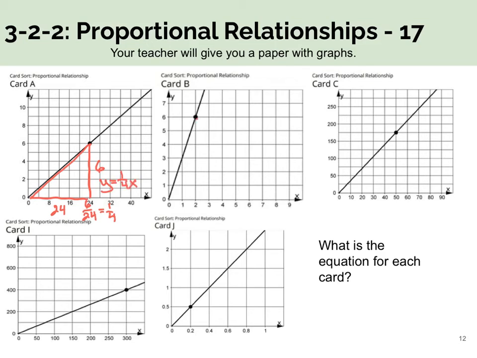Card B is 6 over 2. So we have vertical, horizontal. Reduce it down, and we're going to have 3. So this equation is y equals 3x. Card C, again, we're going to do our slope triangle. And all of these equations work this way because see how this line goes through 0, 0. If the line goes through 0, 0, and this is from last year, 7th grade, this is called a proportional relationship, and it goes through 0, 0. This is the only time we can do it this way. Later on, we're going to do it a little bit differently.